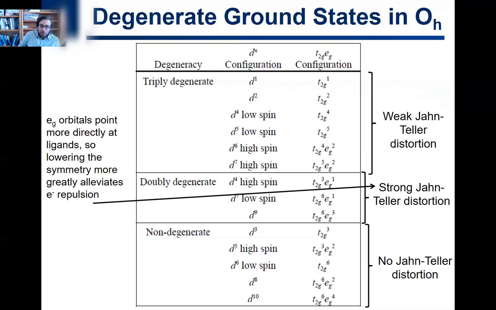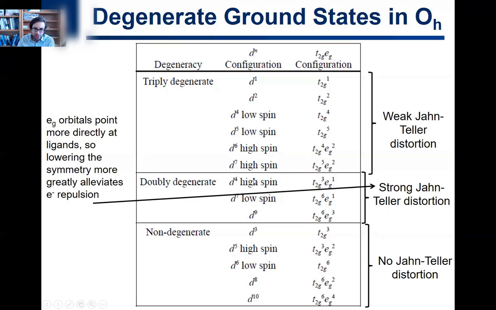Why do you have strong Jahn-Teller distortion for the eg orbitals and weak Jahn-Teller distortion for the t2g orbitals? That is because these doubly degenerate ones have to do with unpaired electrons in the eg orbitals. Those are the higher energy states, right? Those were the ones that were pointing more directly at the ligands. And so if you can lower the symmetry to avoid this electron-electron repulsion on these high-lying eg orbitals, that's really going to be a good thing in terms of stabilizing the structure. So that's why you have a strong Jahn-Teller distortion for these cases.